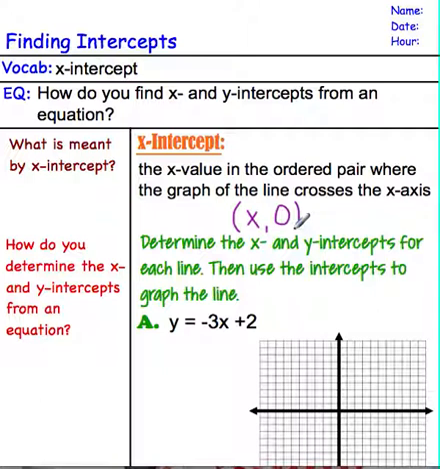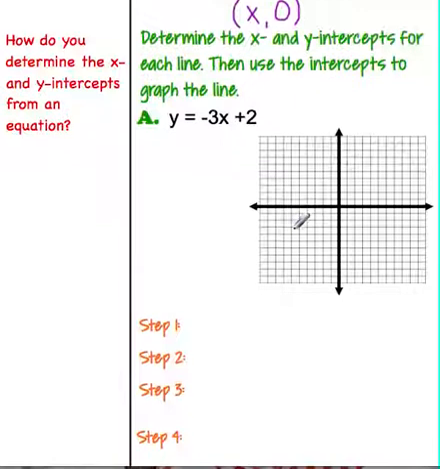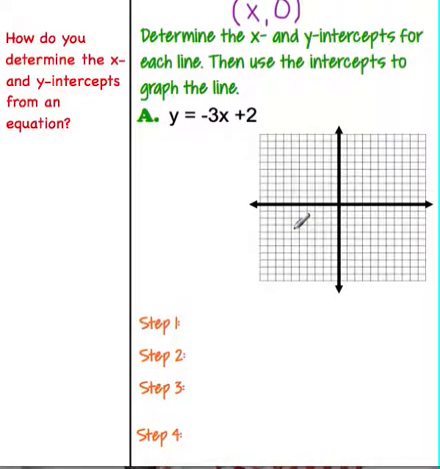So we're going to take a look at this first one, and we want to determine the x and y intercepts and then use it to graph. So we're going to start off with this y equals negative 3x plus 2. First, we want to take a look at our steps. Our step 1 is going to be to solve for y. And I put if necessary in there because, as you can see for A, we've already solved for y. Y is already by itself, so that step is not required. Sometimes we will have to do that though.